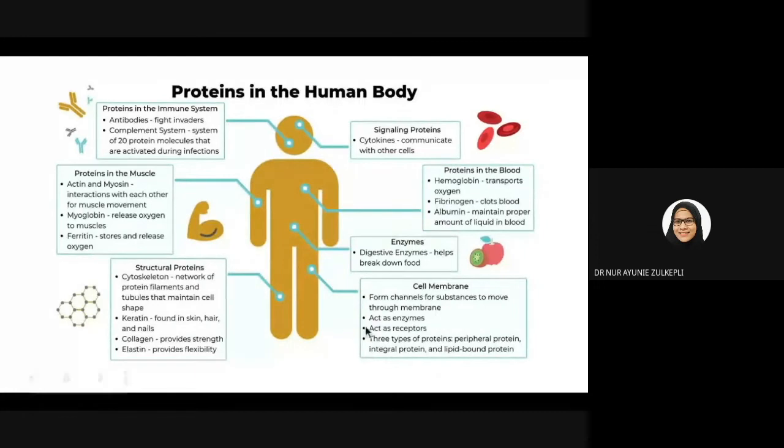And also the structure of the cell membrane, the channels for substances to move through the membrane, and also the enzyme receptors and other types of proteins that are involved in the cell membrane. And for structural proteins, for example, the cytoskeleton, keratin, collagen, elastin, and proteins in muscle, for example, actin, myosin, myoglobin, ferritin. Okay, those are different types of proteins in our body.